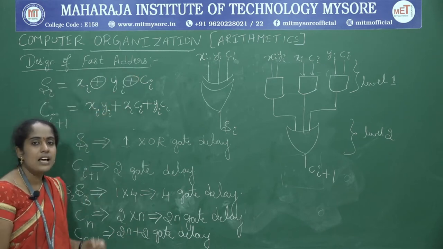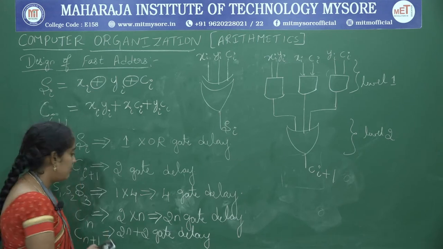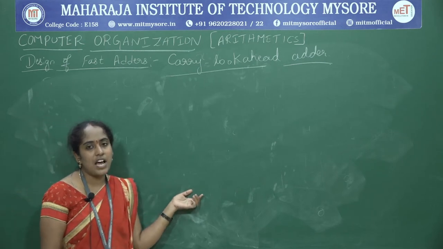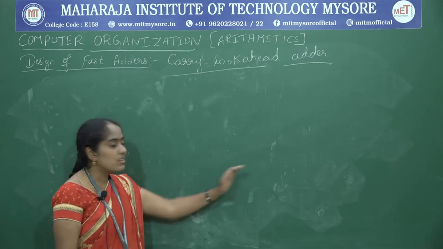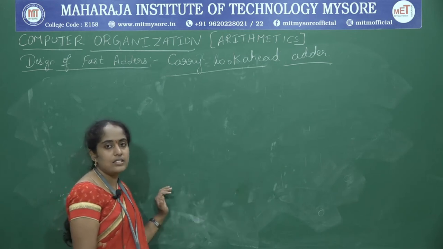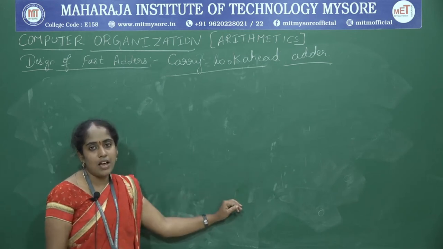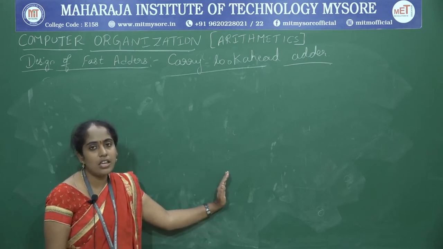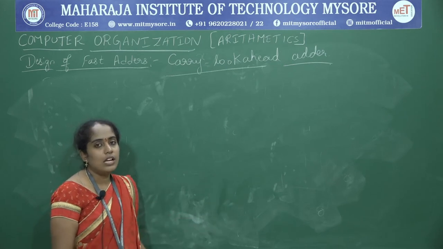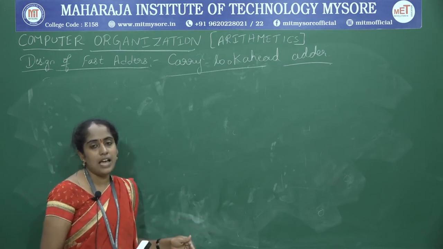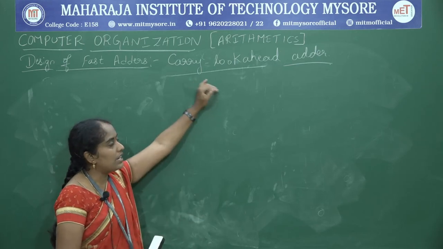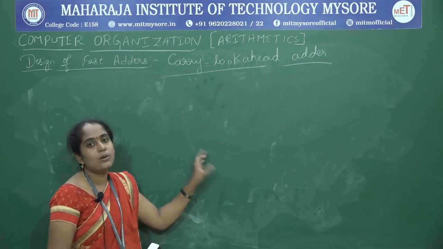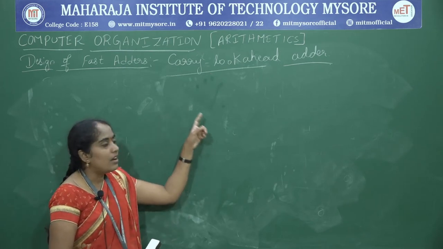Okay, the next topic is the carry look ahead adder. So in the previous example, to get the C1 value, you must need the C0 value. To get the C2 value, you must need the C1 value. That means it depends on the previous carry value. So that is also a disadvantage of the ripple carry adder. In this carry look ahead adder, the addition is done in parallel. That's why it is also called a parallel adder.